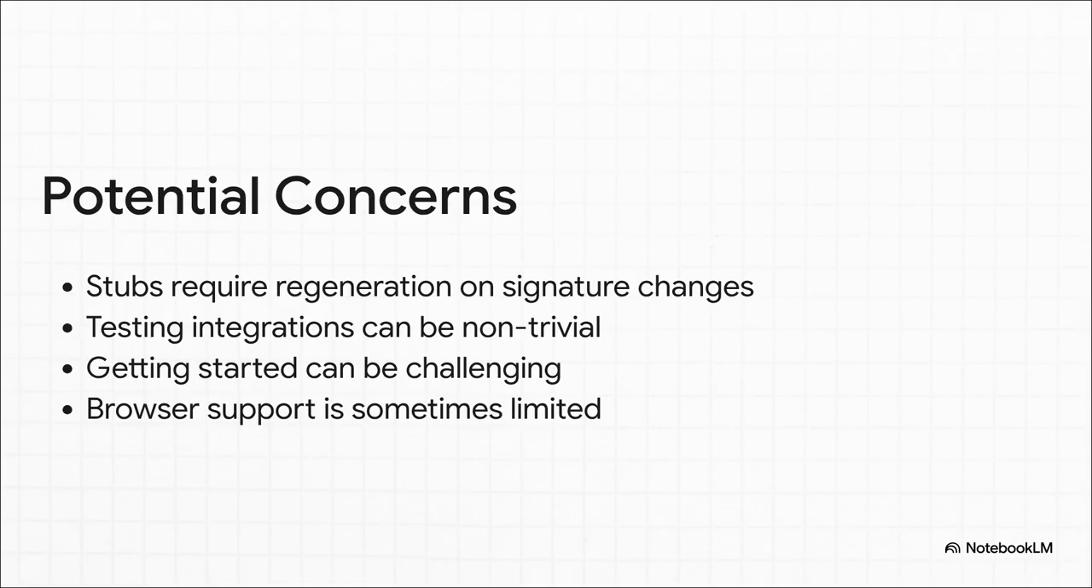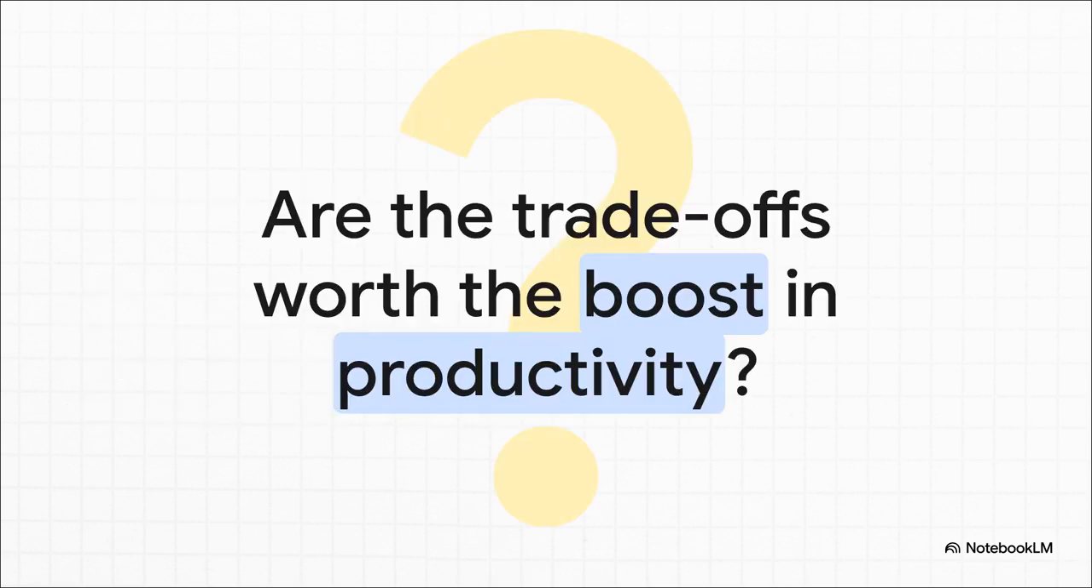Testing can also be a bit more complex than with a simple REST API. Honestly, there's just a steeper learning curve to get started, and for some frameworks like gRPC, you might need an extra layer just to get full browser support. Which really brings us to the final question, doesn't it? When you're building really complex systems, are these trade-offs just a small price to pay for that massive boost in productivity and performance? Well, the answer is really going to depend on your project, but now you have the tools to help you make that decision.